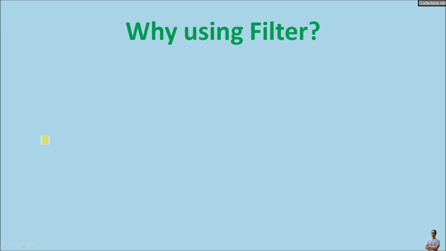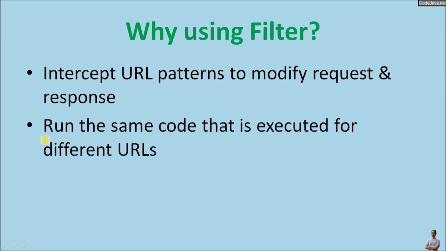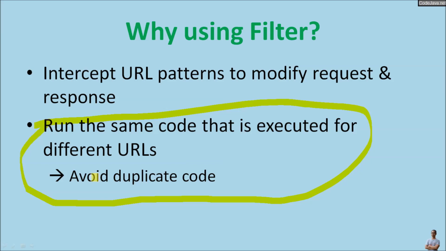And we need to use filters when we want to intercept some URL patterns in order to modify the request and response, and when we want to run the same code that is executed for different URLs to avoid duplicate code. So in this video, I will focus on providing some code examples, creating Java filter in a Spring Boot application with this use case: running the same code that is executed for different URLs.